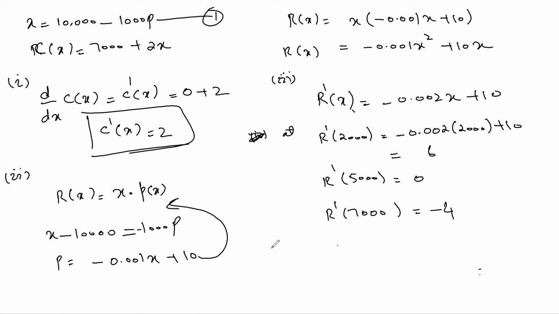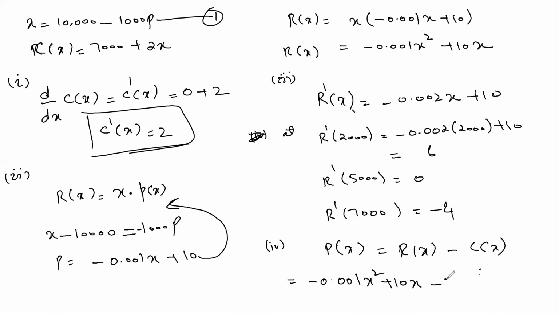Okay, now we find the profit function. Profit function is revenue function minus cost function. So our revenue function is minus 0.001x square plus 10x minus the cost function. So it is minus 0.001x square plus 8x minus 7,000. That is our profit function.